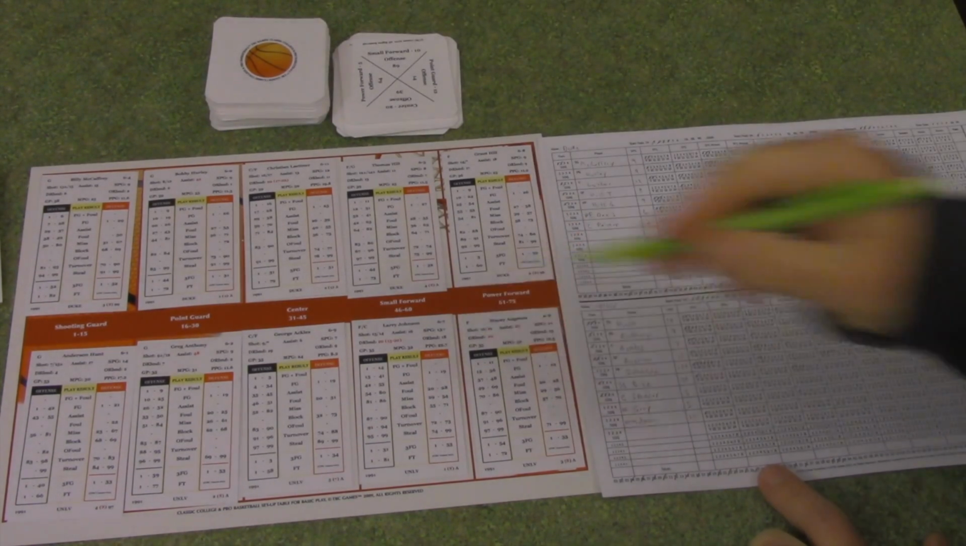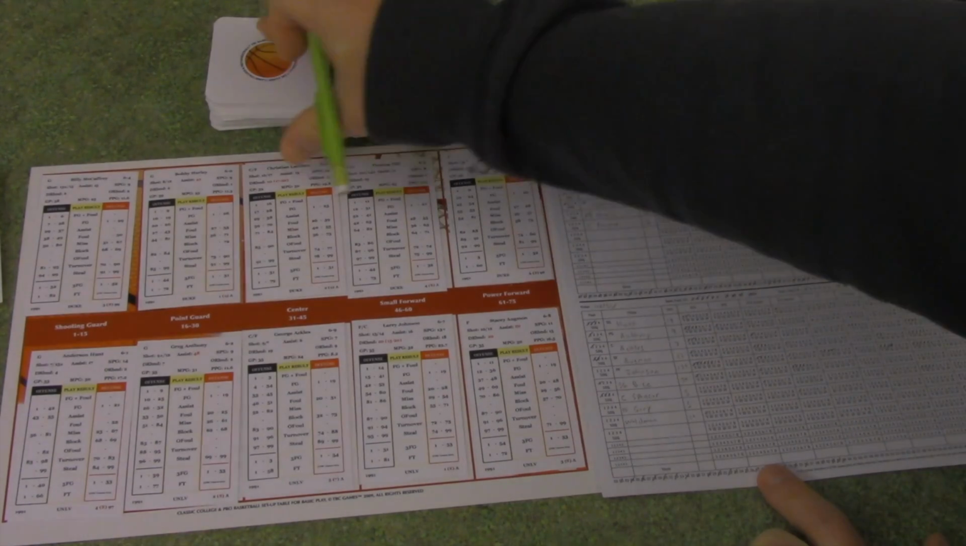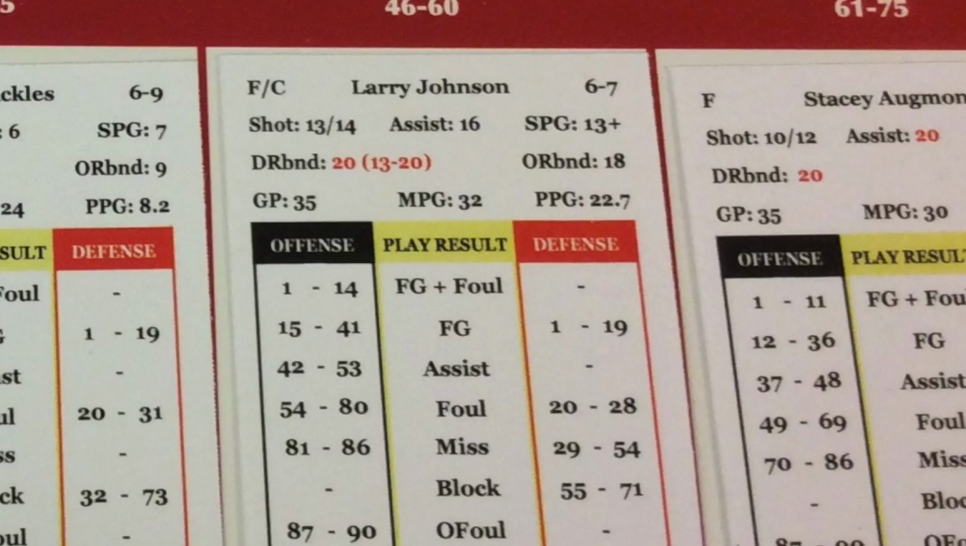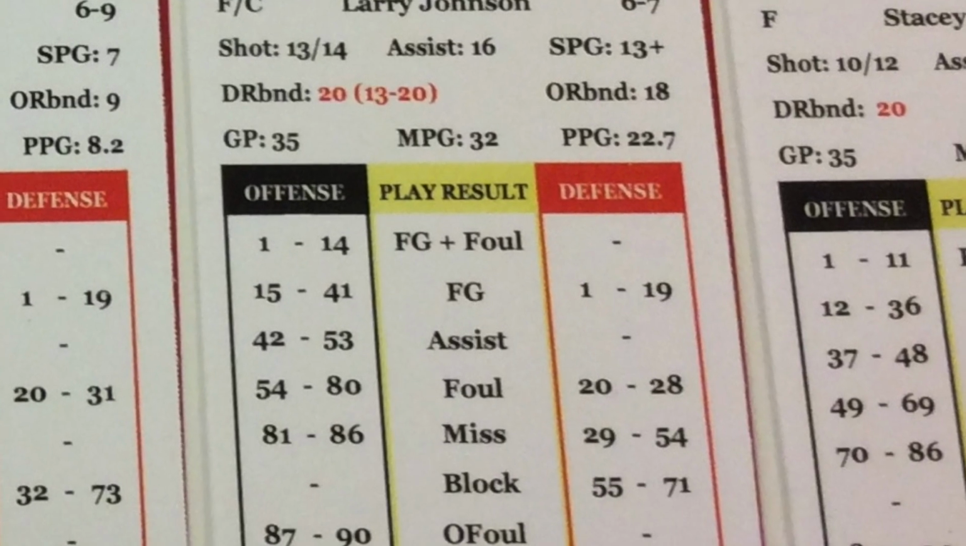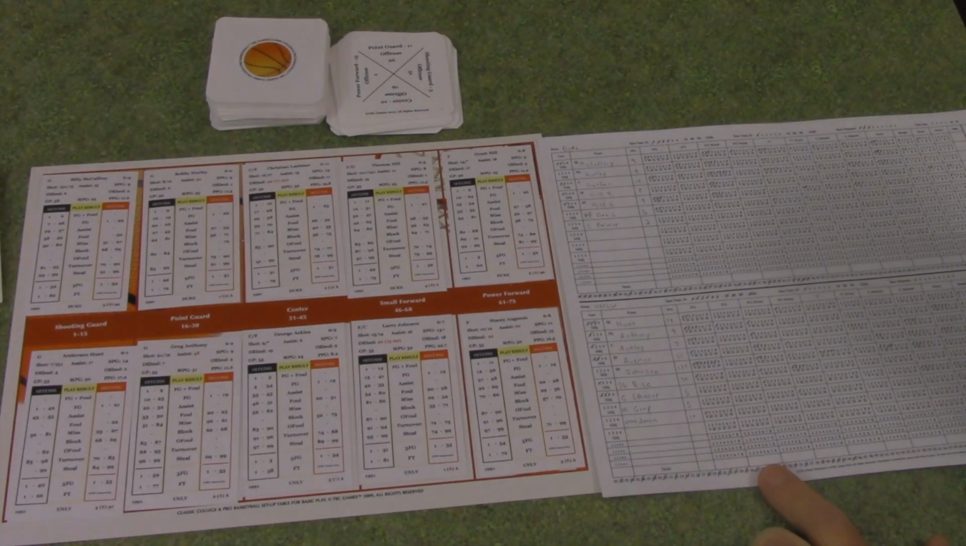And it's going to be Larry Johnson again, pulling down his second offensive board of the half. Let's see what he does with his shot. It's a 26. So he grabs the rebound, puts it back up and in, and 2 points for Larry Johnson.